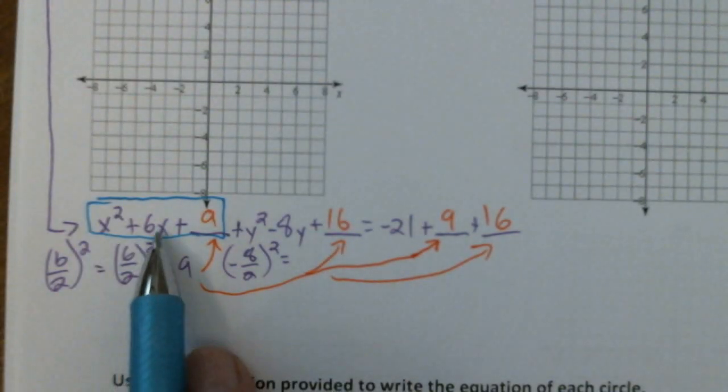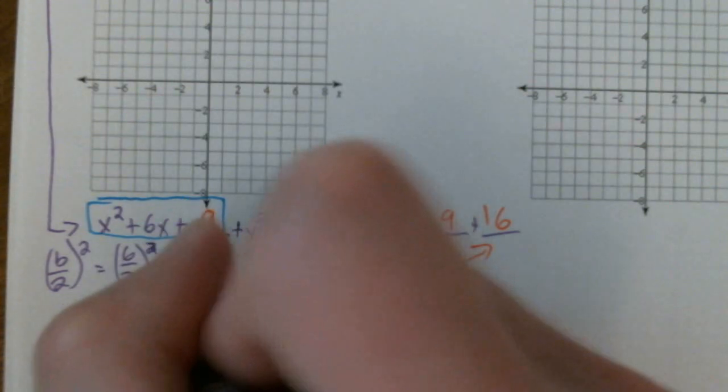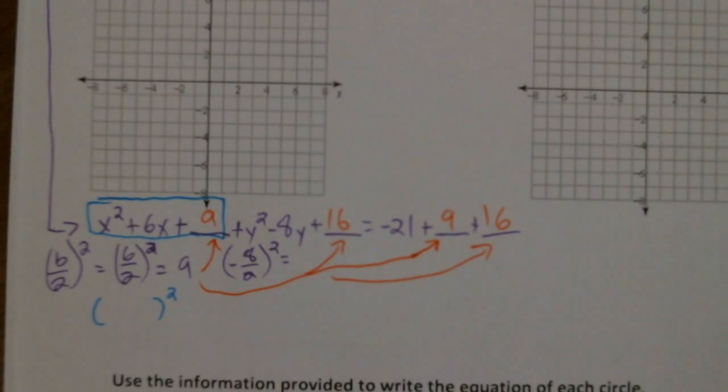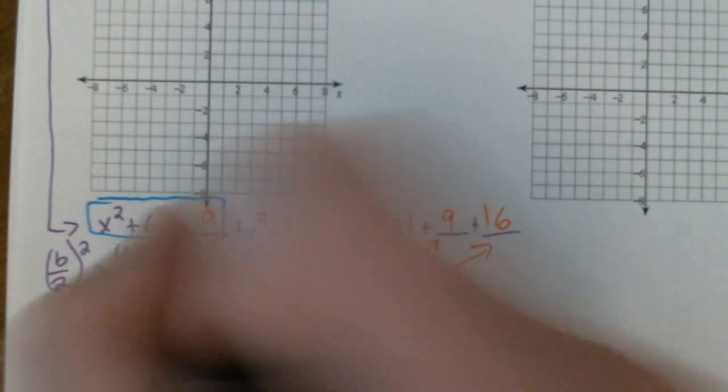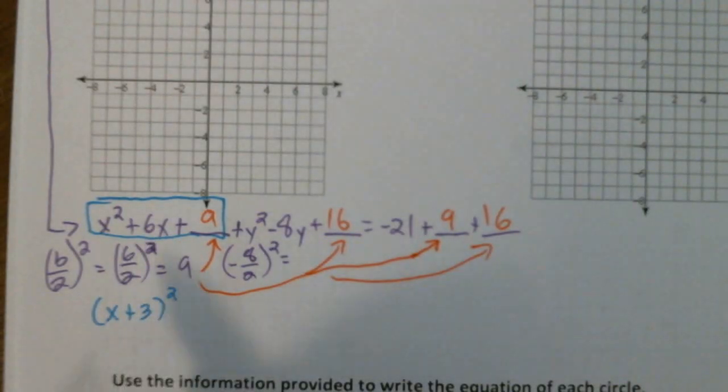How do you factor that? It's just half of that number. I'm always going to have a parentheses squared piece. You can just go ahead and write that down, parentheses squared. And then half of that value is 3, so it's x plus 3. If that had been negative 6x, it would be x minus 3.